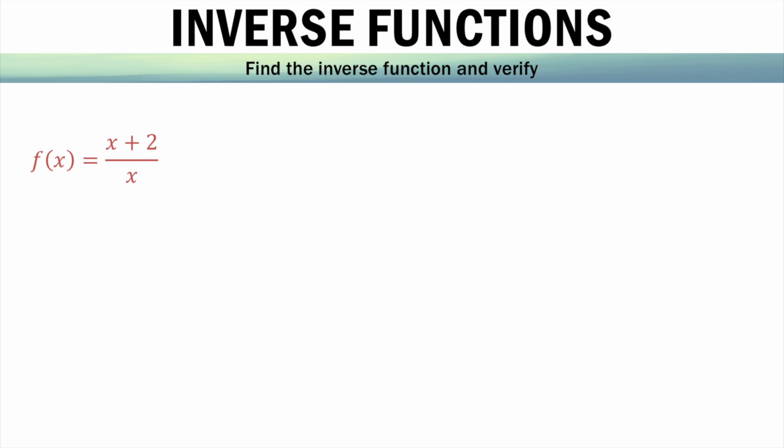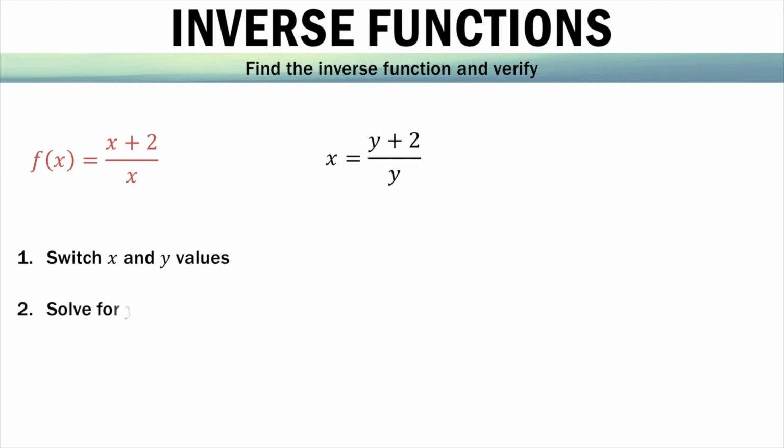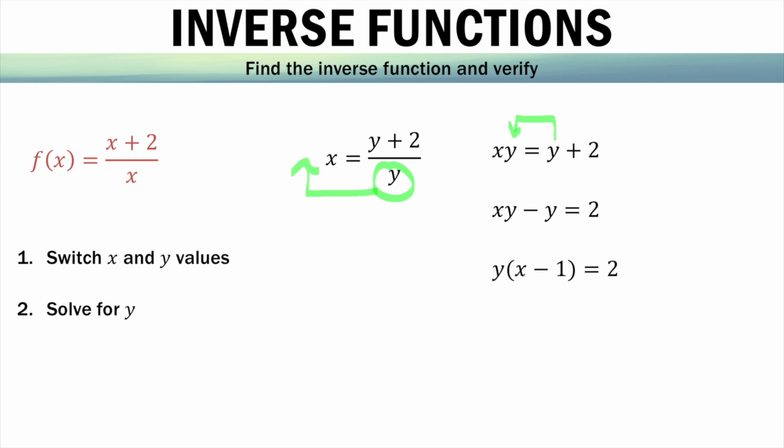Let's try another one, because sometimes they get more complicated, and that's what we do in math, we get more complicated. So we're going to switch the x and y values and then solve for y. So we're going to have to take this y, multiply it over, and then somehow we've got to get all the y's together. So let's subtract that y, and then factor out a y, and then divide both sides by x minus 1. And we have our inverse.